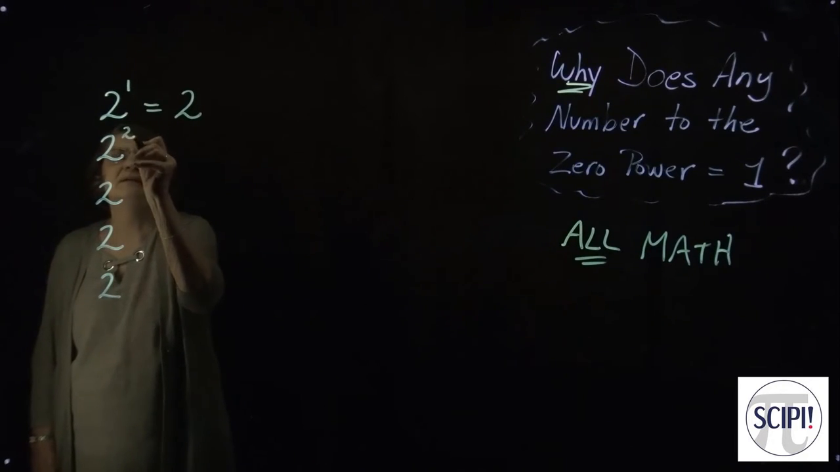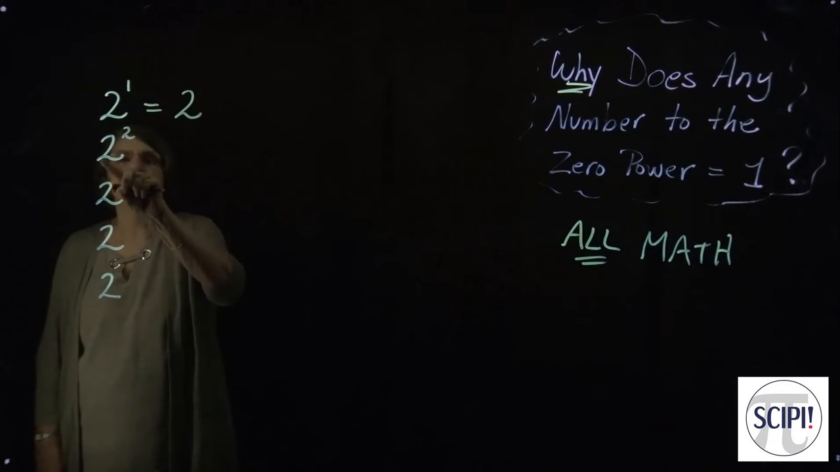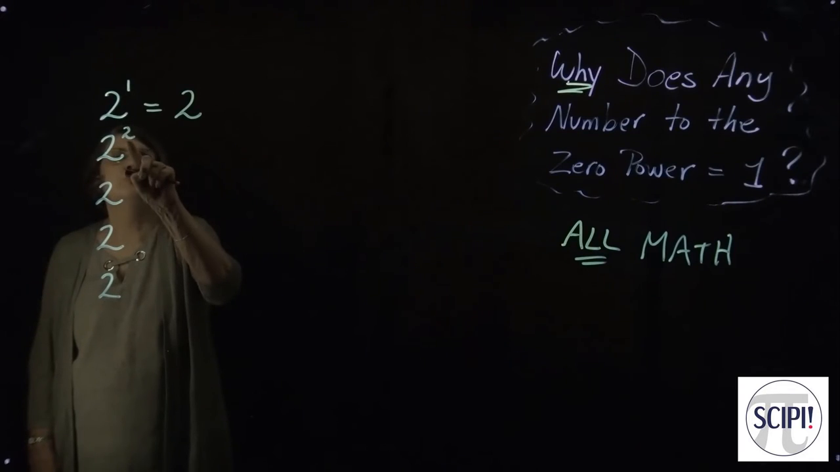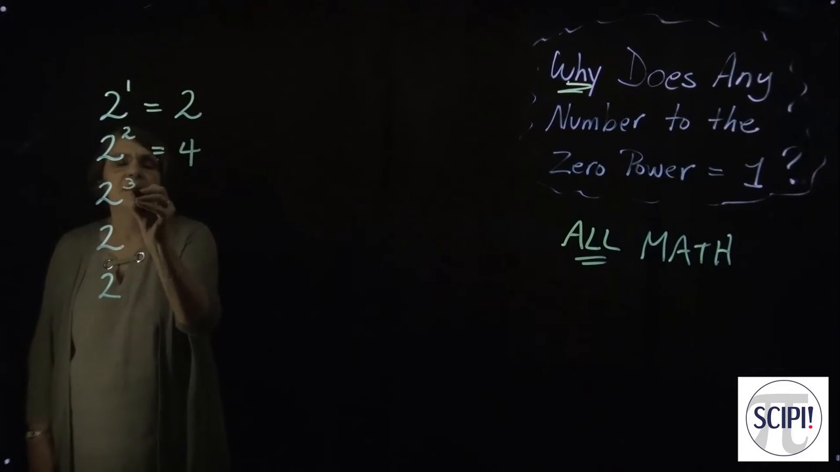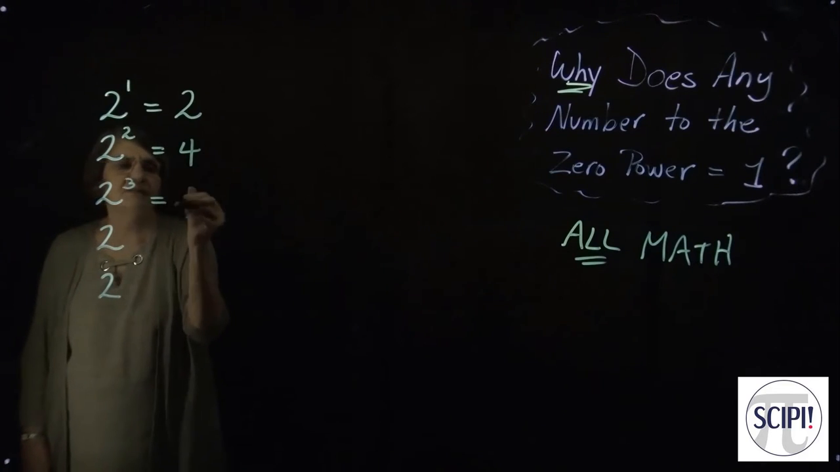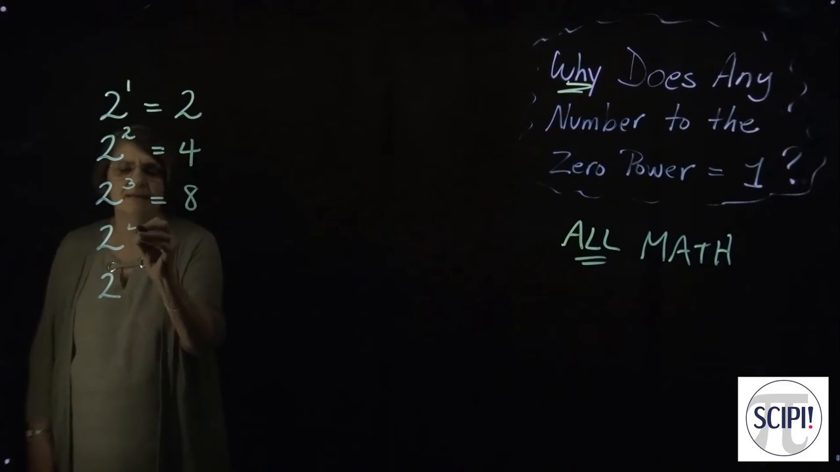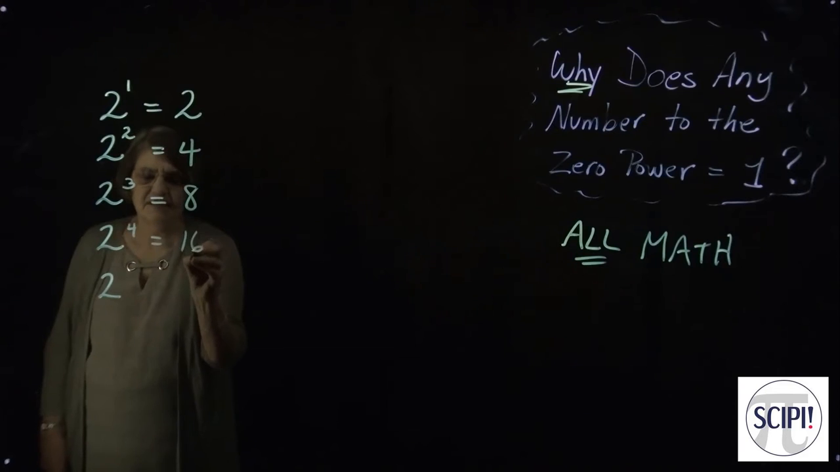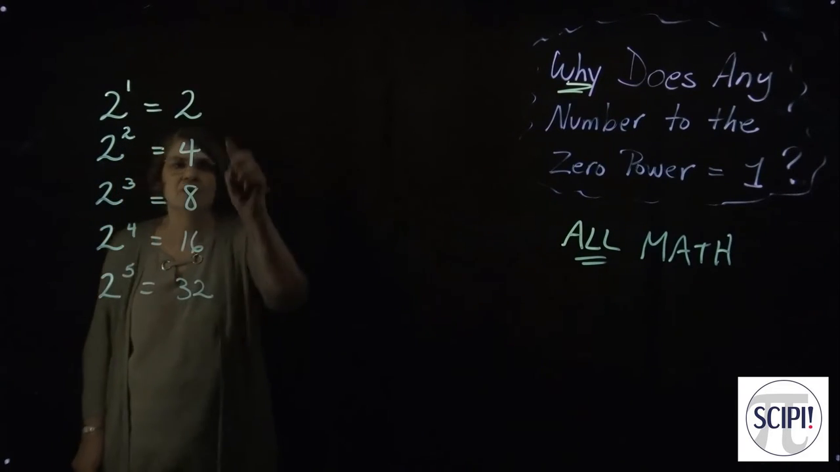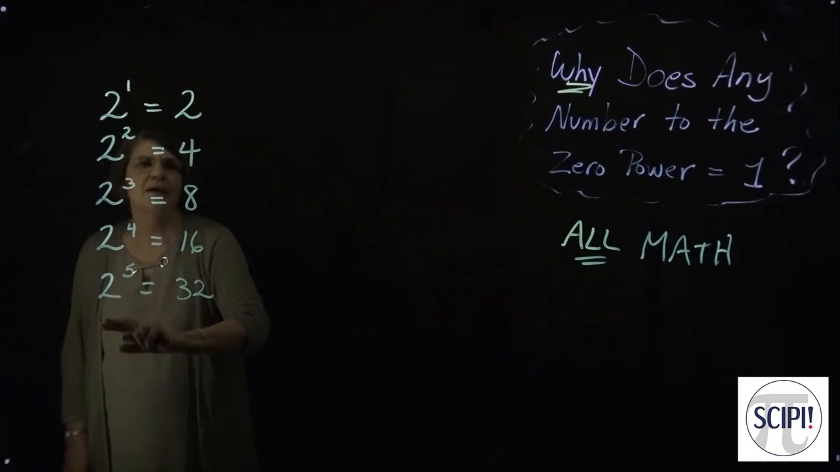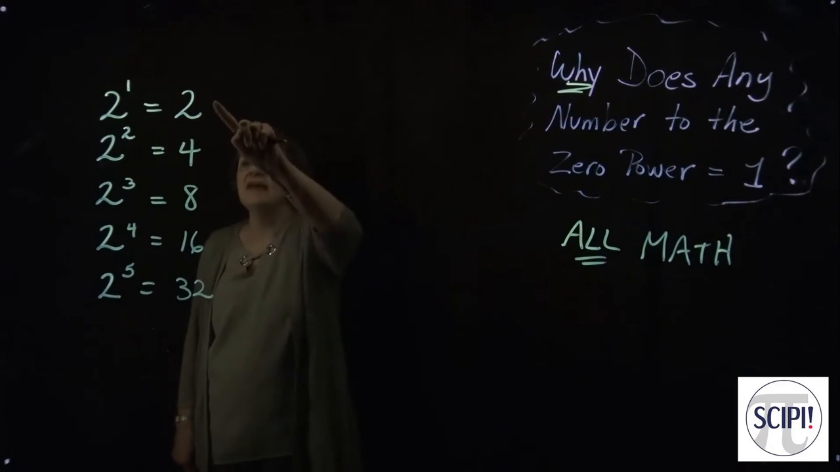If we look at this, this is the exponent. It's telling me to multiply 2 by itself 2 times. So I get 4. Now I multiply 2 3 times. I get 8. I get 16. And I get 32. So most of us know how to do that. So let's think about the answers.